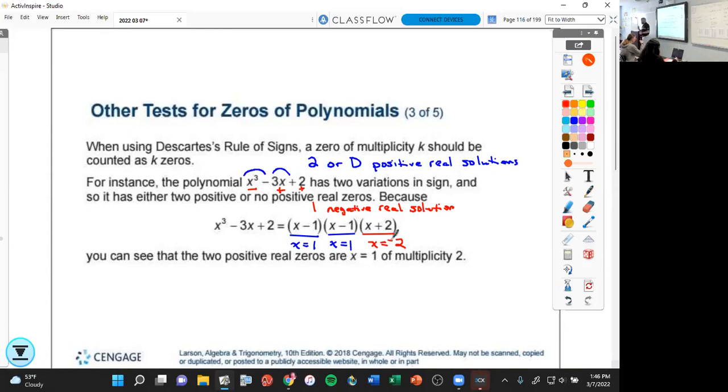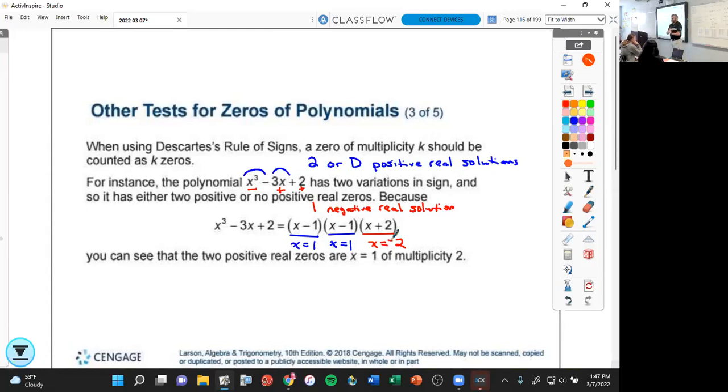That is a negative solution. Okay, so the two positive real zeros are x equals -1 of multiplicity 2. Last week, when we were talking about the rational zeros theorem, we made a list of possible rational zeros, right? Plus or minus 1, plus or minus 2, plus or minus 3, plus or minus 6. That's what we did when we were doing 6, right?